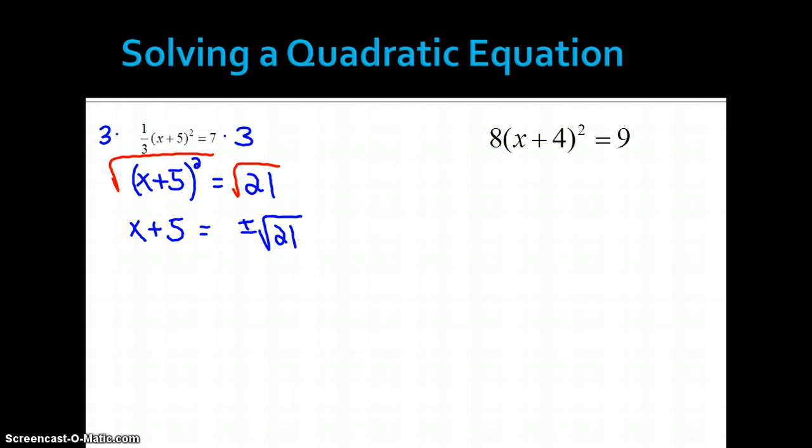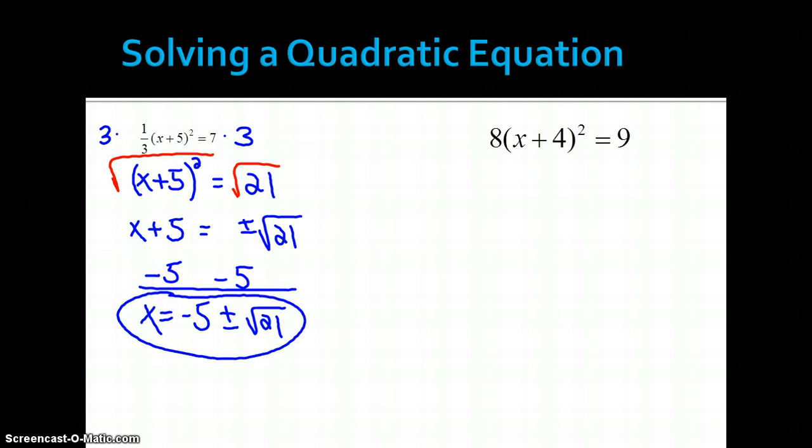That makes our last step relatively straightforward. Subtract 5 from both sides. We end up with x is equal to negative 5 plus or minus the square root of 21. Final answer. Okay.